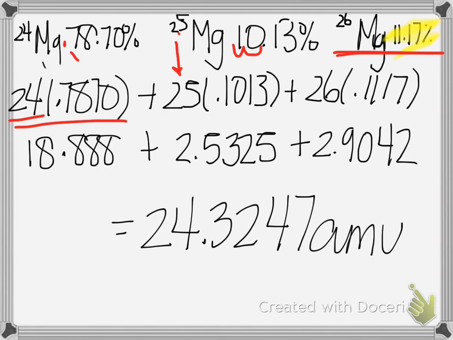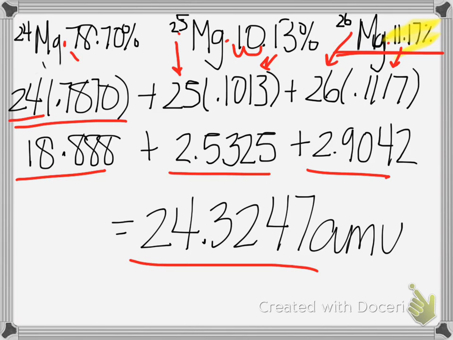Move your decimal 2 spots. That comes here. Magnesium 26. Move our decimal 2 spots. That comes here. Multiply, multiply, multiply. Then we add them together and you should get 24.3247 AMUs.